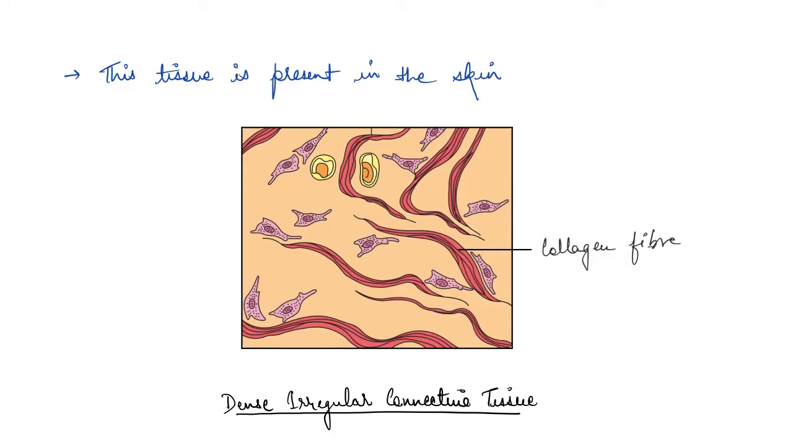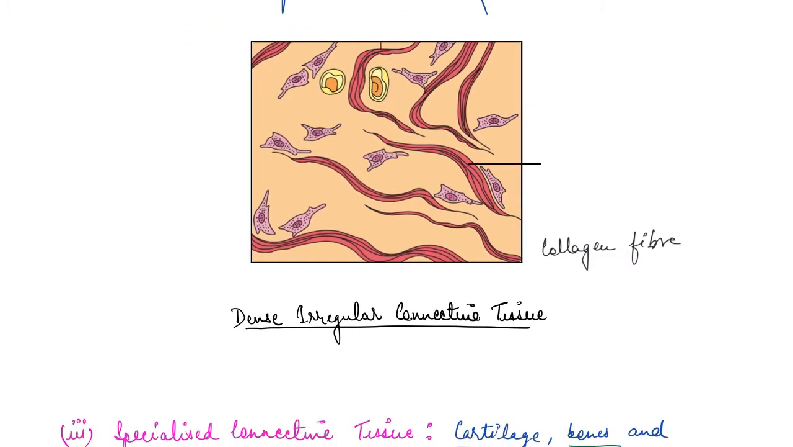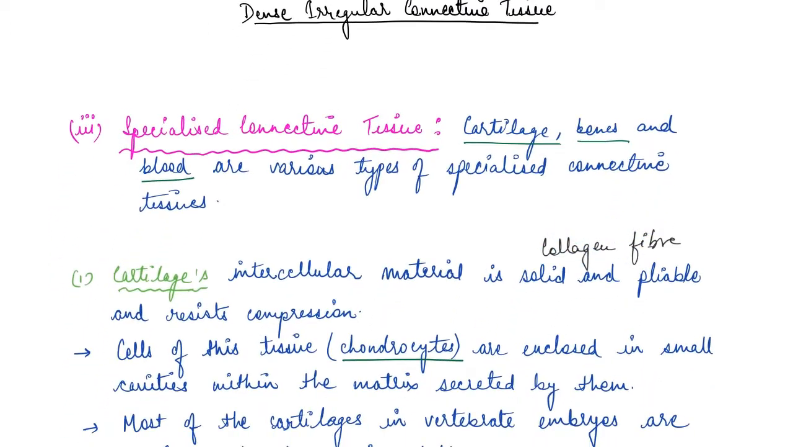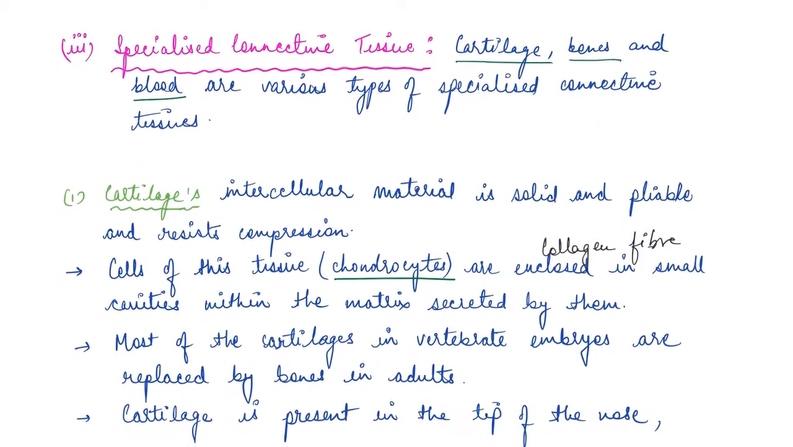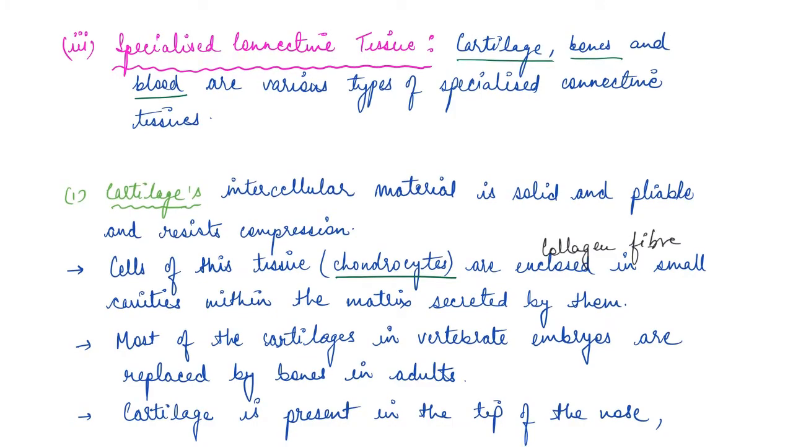Now, the third type of connective tissue that we are going to study is specialized connective tissue, right? These are special kinds of connective tissues, and examples are cartilage, bone, and blood. All these are various kinds of specialized connective tissue. Let's start off with cartilage, right?